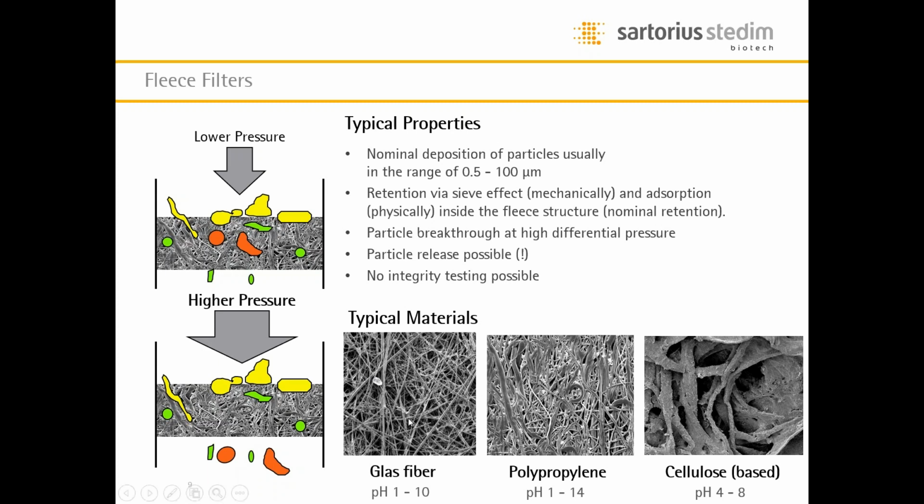So typical materials for these kind of fleece filters are glass fiber, polypropylene, and cellulose. And depending on the chemical resistance and degree of adsorption, you can choose between different materials. And you can see here, glass fiber is allowed to be used in pH 1 to 10, polypropylene in the full pH range 1 to 14, and cellulose is a little bit limited between 4 to 8, but for most of the biopharmaceutical applications, this is not a big deal.